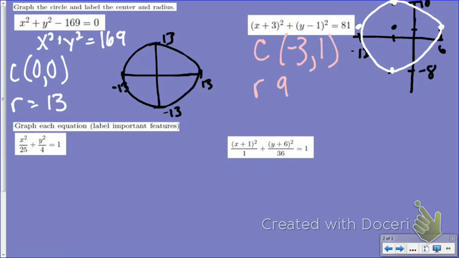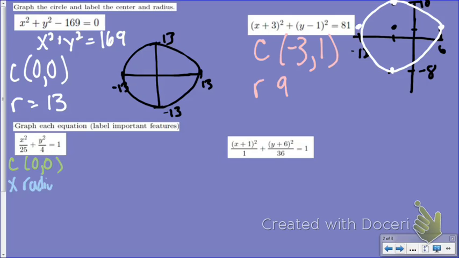So on an ellipse, alright, we're going to do the same thing. We're going to find our center, our x-axis radius, and our y-axis radius. So to start, let's find our center. And in this case, my center is going to be 0, 0, because there's nothing I'm subtracting from my x and my y. Then I'm going to look at my x-axis radius.